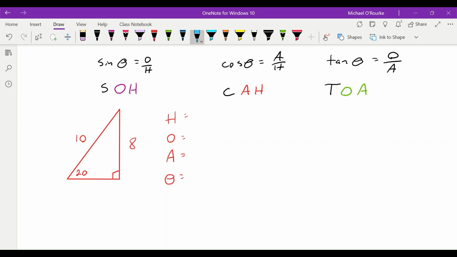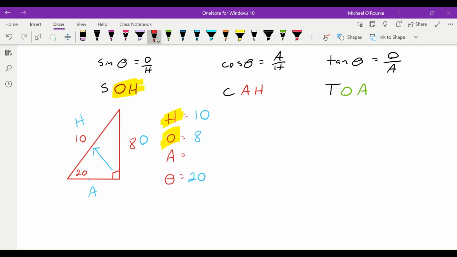Okay, I'm going to do my labeling. This is my H. Beside is my A. Across is my O. So that's going to leave me with 10 here, 8 here. I have nothing for there. I have a 20 there. Now I have my H and my O. That matches.